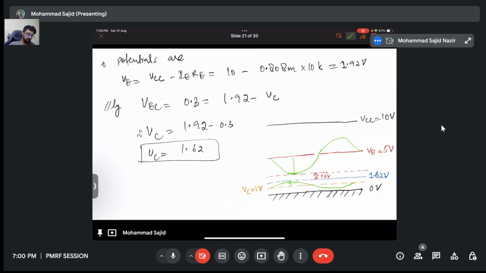What will be the value for this? This is 5 minus 0.3 minus 1.62. That is equivalent to 3.08. And if I multiply it with 2, we get a peak to peak voltage of 6.16. So this is when we take the fluctuation of the node into consideration as well.